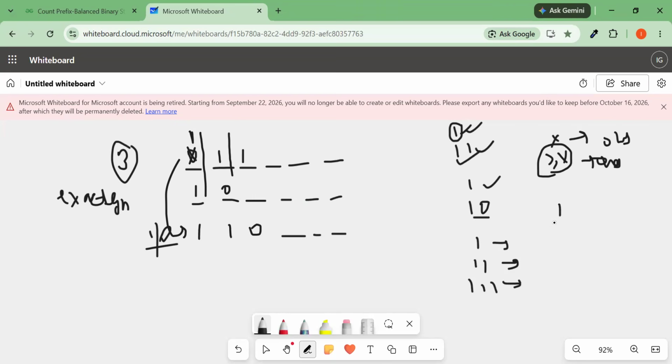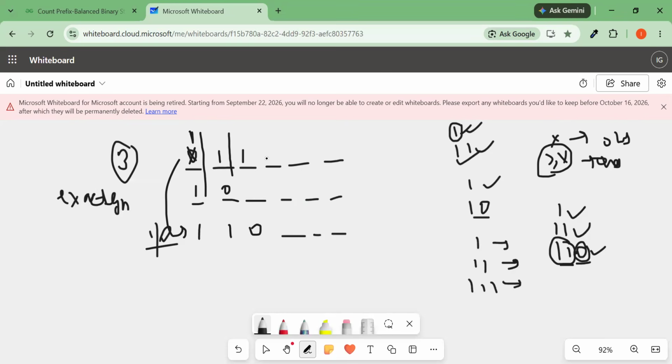1 1 0. So what will be the prefix? 1, 1 1, 1 1 0. Can we put this? Yes. This one, yes. This one, yes. Because x is 1 and the count of zeros is 1, the count of 1s is 2, so that is greater than or equal to the count of 0s. So it means this is also fulfilling.